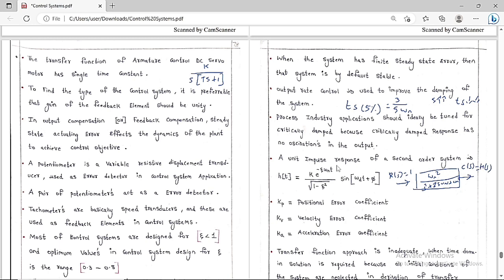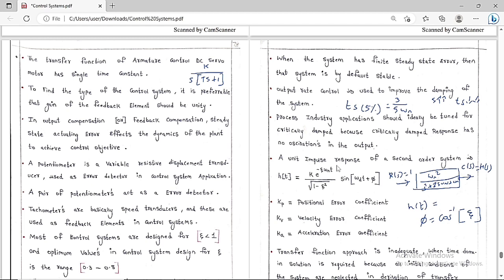If we take the Laplace inverse of H of s, we get h of t. That response is K into e to the power of minus zeta omega n t by root over 1 minus zeta square, times sine of omega d t plus phi. Here phi is nothing but cos inverse of zeta. Phi is equal to cos inverse of zeta. You always have to keep this in mind.